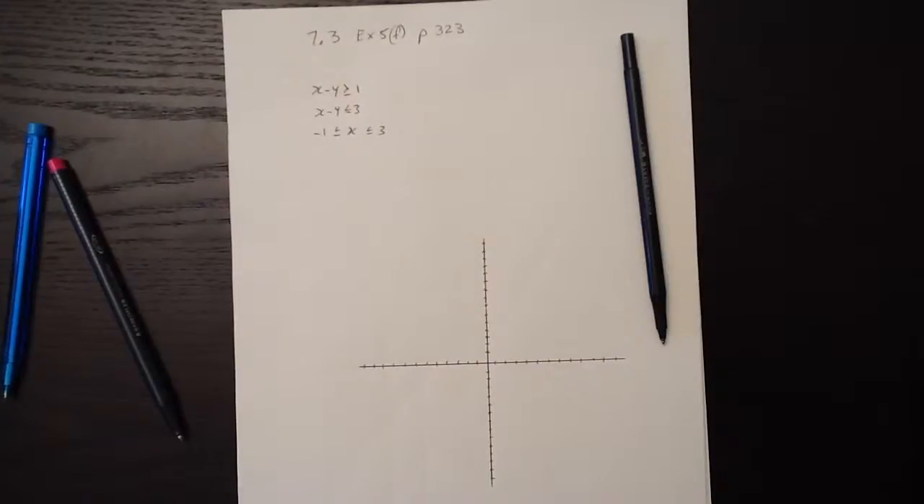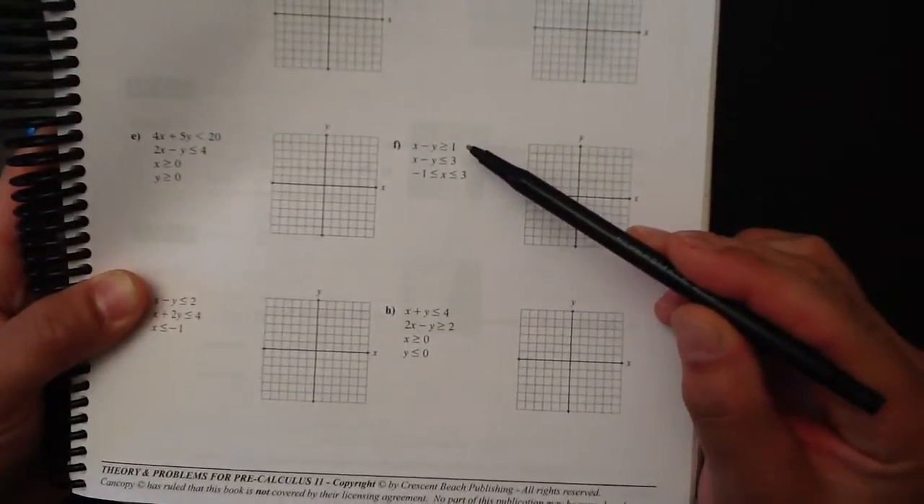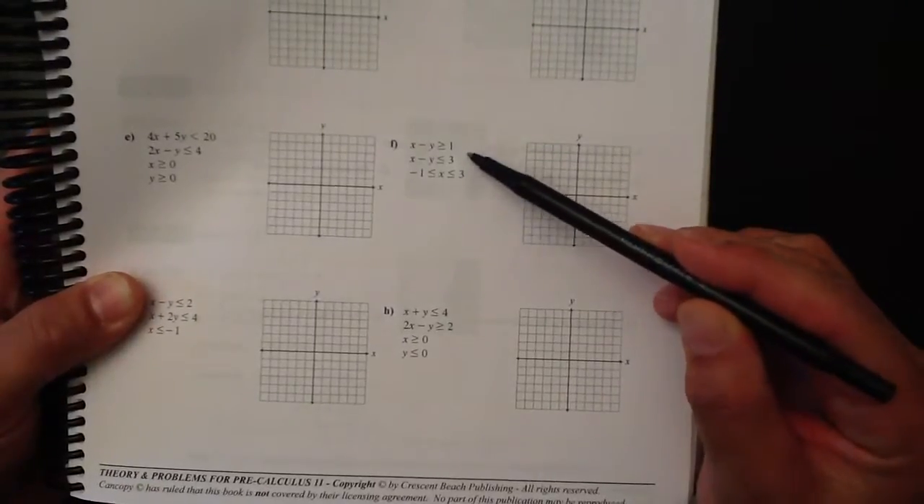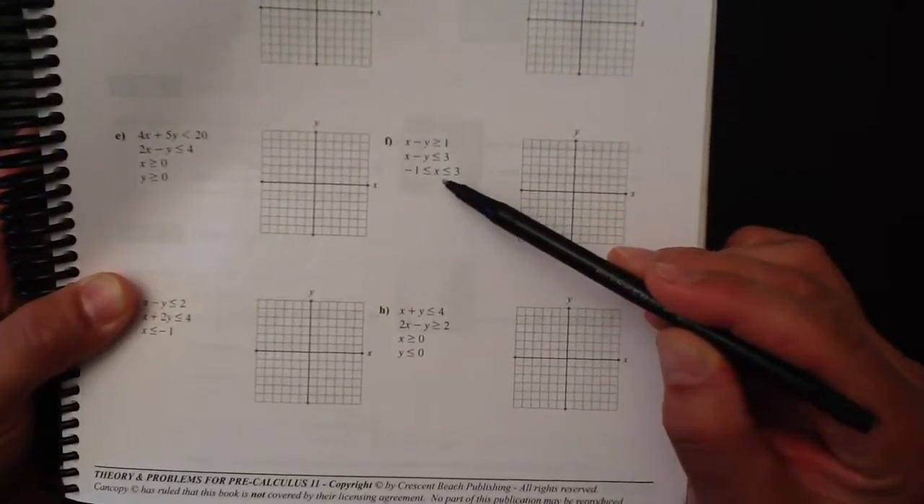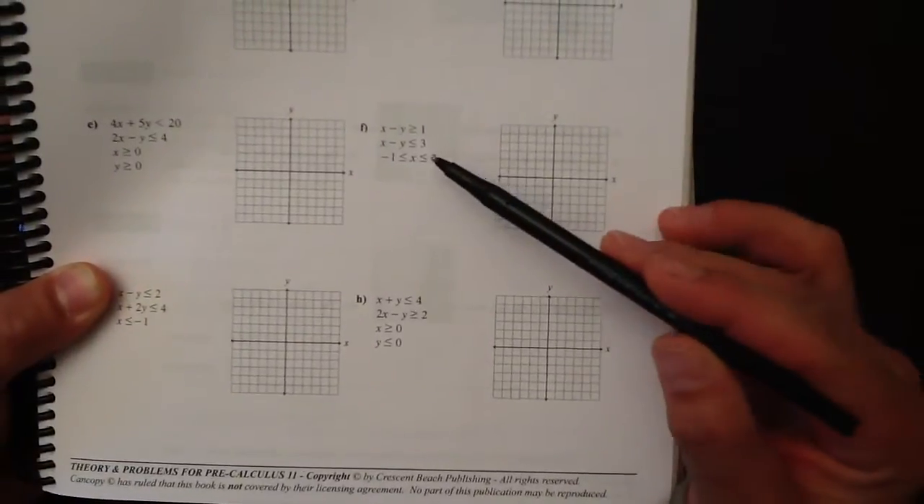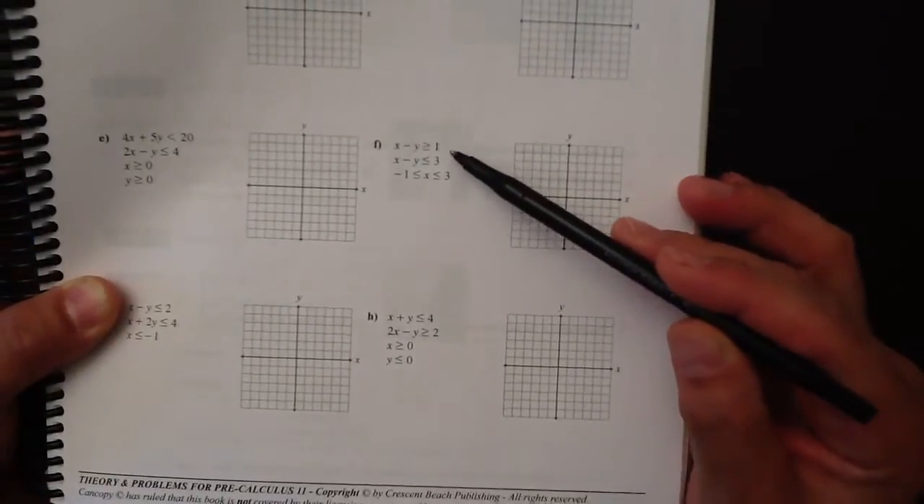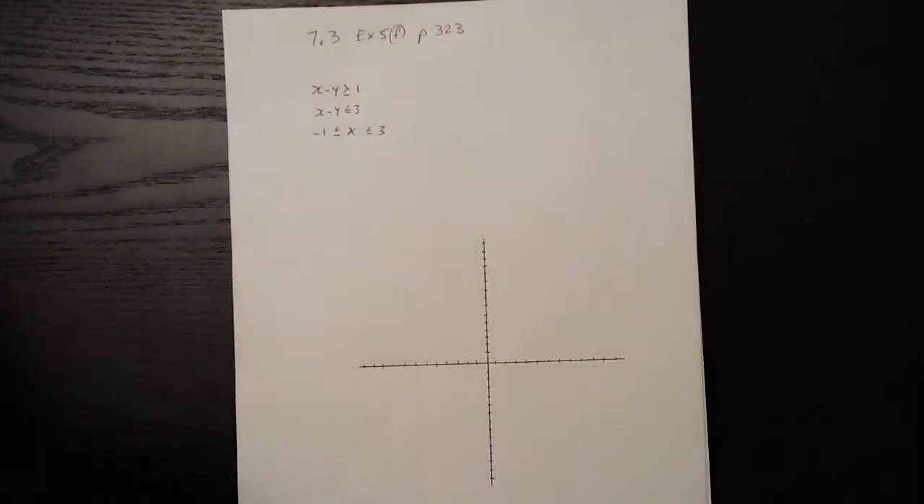This is exercise 5 from 7.3. This is going to be F. F here has the audacity to show us 3 inequalities, or 3 sets of inequalities. This one's actually got 2 inequalities in it, and it looks really complicated. But we're going to find a way to put it onto a graph and find out which areas are common to all 3 of these conditions in this linear system.